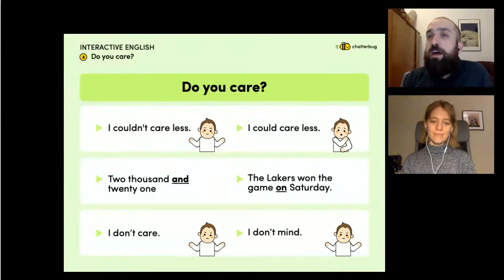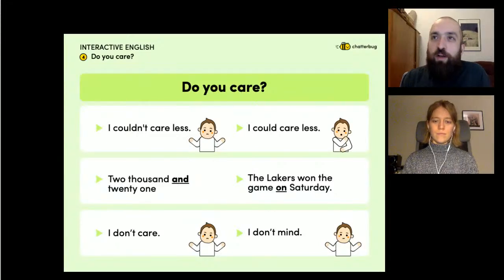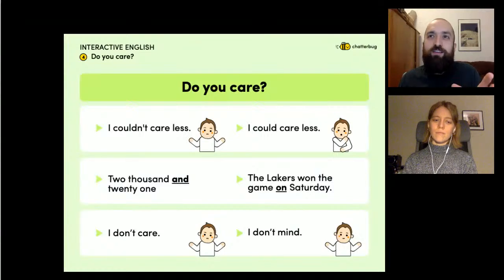And then some people get confused between the difference between I don't care and I don't mind. So I'm going to ask you a question. We're in Berlin, we're going on a spring day. It's kind of sunny, maybe a little bit cold still. And I ask you, do you want to sit inside or out? What do you say?